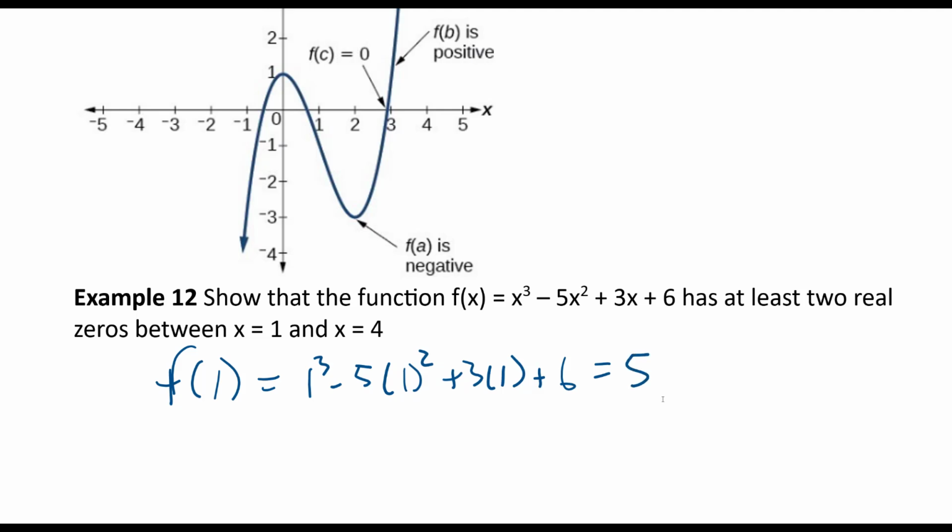And hey, I got my calculators charged. Yay. So the next one I'll just do in the calculator. It's f of 4 equals 4 cubed minus 5 times 4 squared plus 3 times 4 plus 6. Let's see what that would be. So it's going to be 4 to the third power minus 5 times 4 squared plus 3 times 4, which is 12, plus 6. So that's 2.